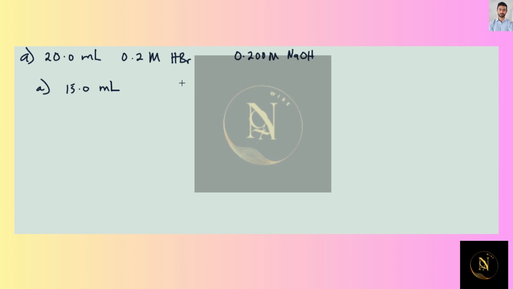So if we write the equation of the reaction, we have HBr plus sodium hydroxide to produce NaBr plus H2O. So the number of moles of the 20 ml of 0.2 molar HBr is 0.2 divided by 1000 times 20 divided by 1000. So we are converting the 20 ml to liters, then multiplying that by the concentration will give us the number of moles. So this is 0.004 mole.